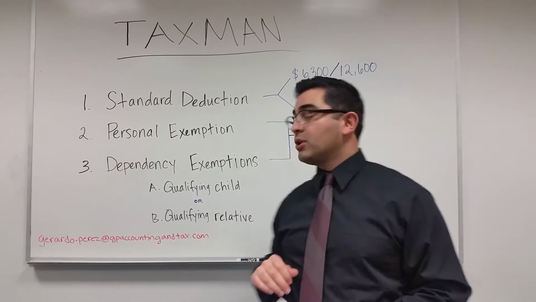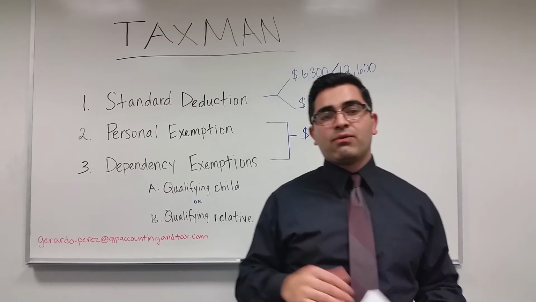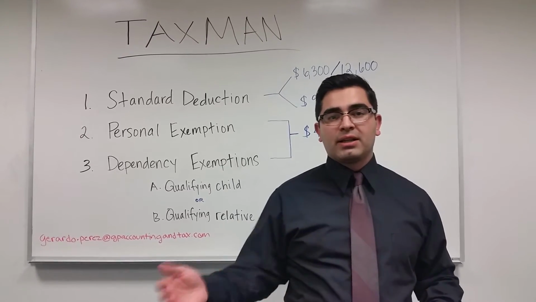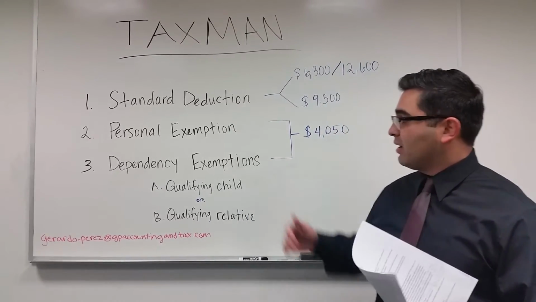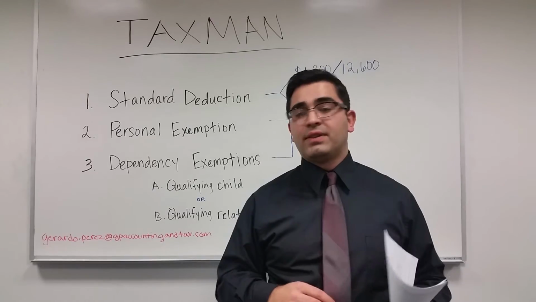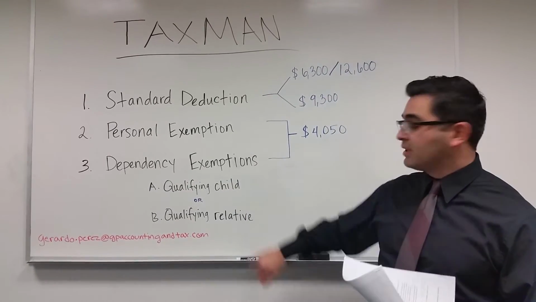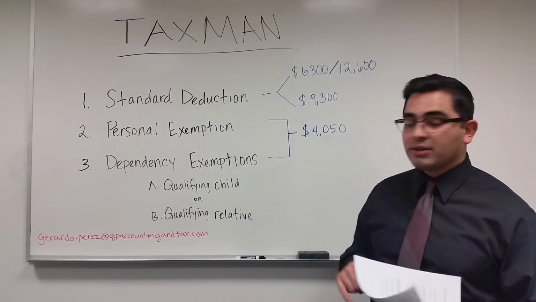The next item we're going over is the dependency exemption amount. So you also receive a $4,050 exemption for any dependent you claim on your tax return. In order to claim a dependent on your tax return, they have to fall under one of two categories. The first category is qualifying child. The second category is a qualifying relative.